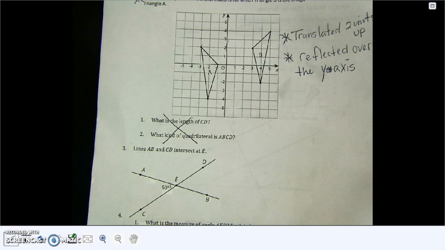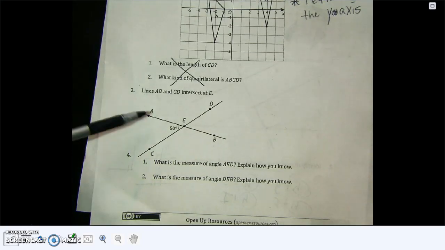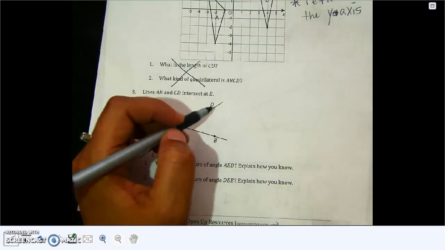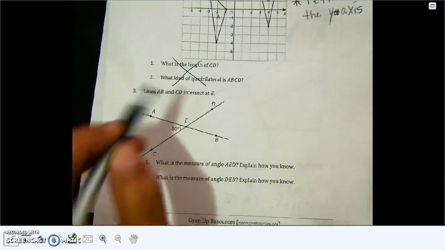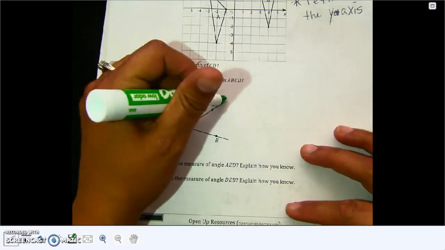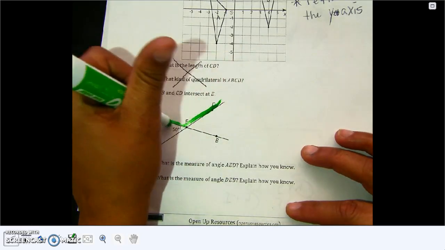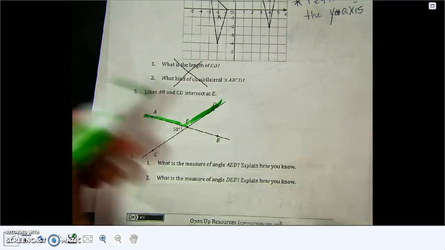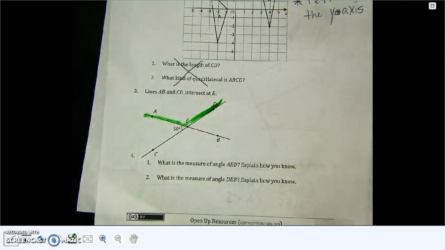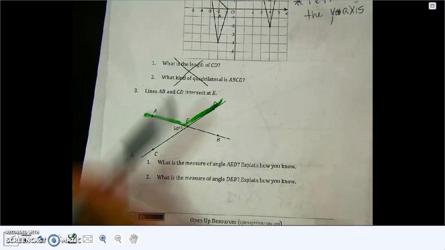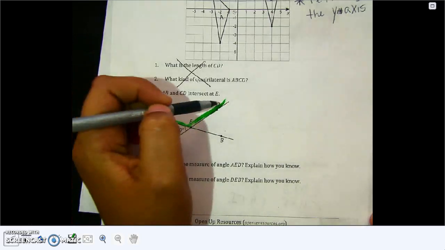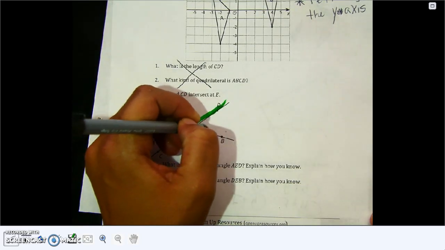For this one, it is asking you the measurement of AED and the measurement of DEB. So if I look at it, I'm going to go ahead and look at this one right here. I can see that these are vertical angles, so I know these would be the same measurements. This is DEB. 50, I will put 50 here.